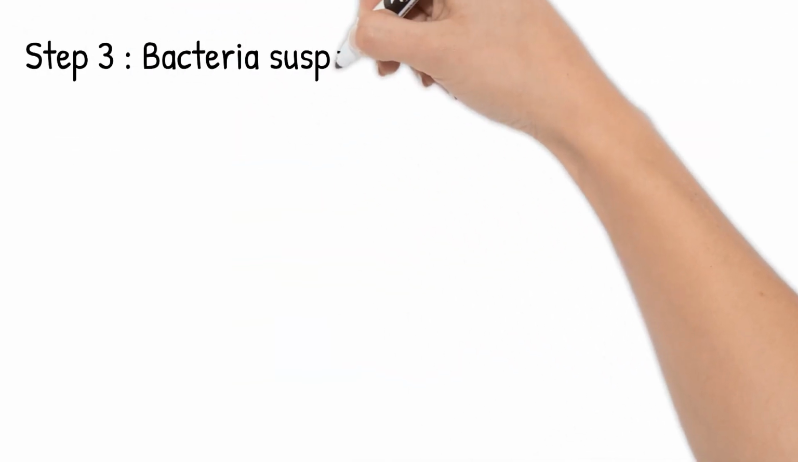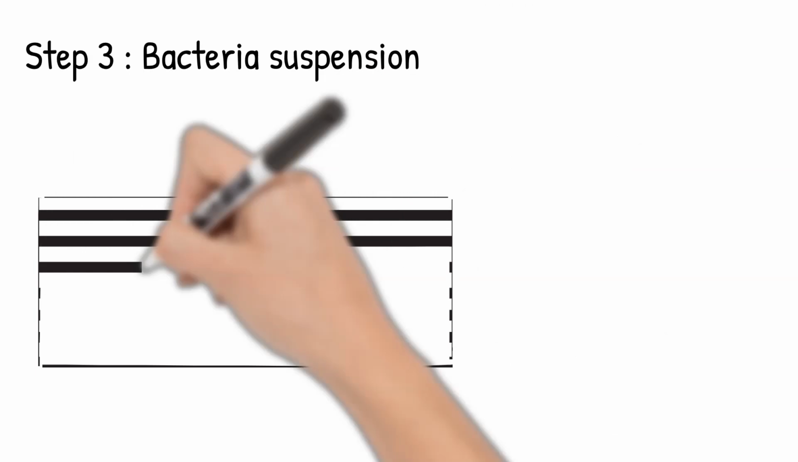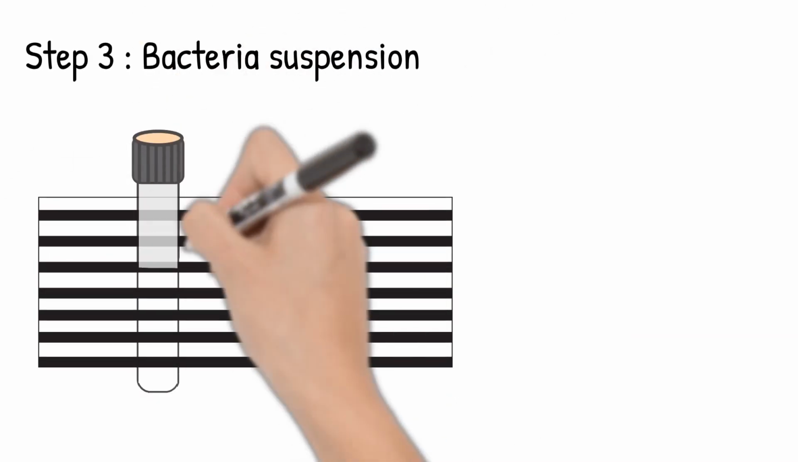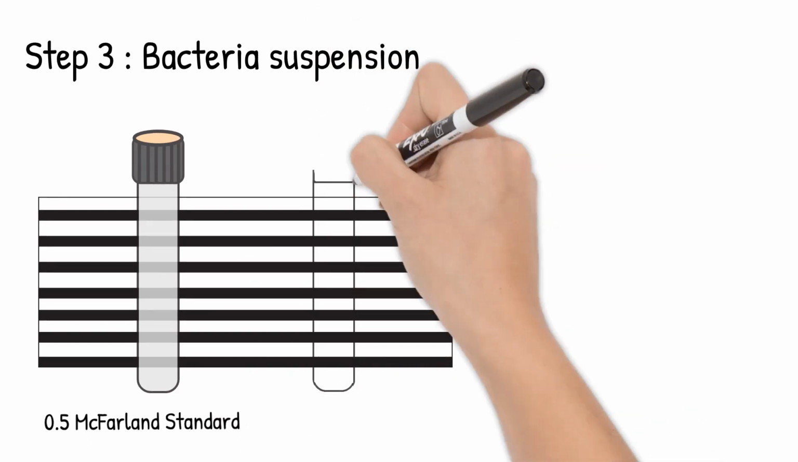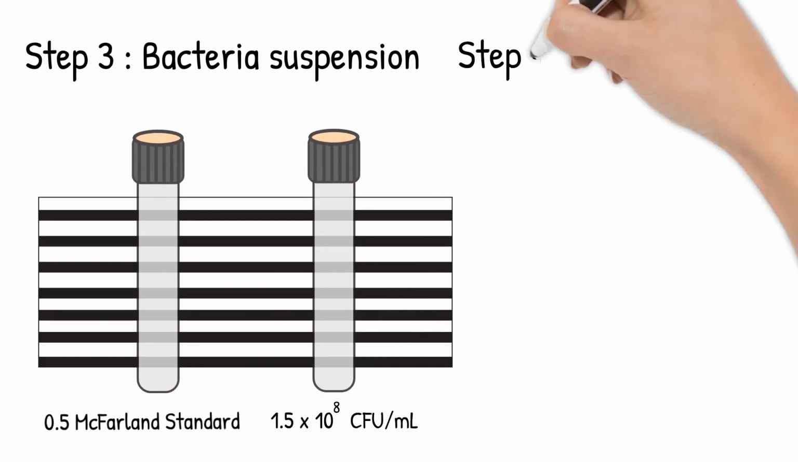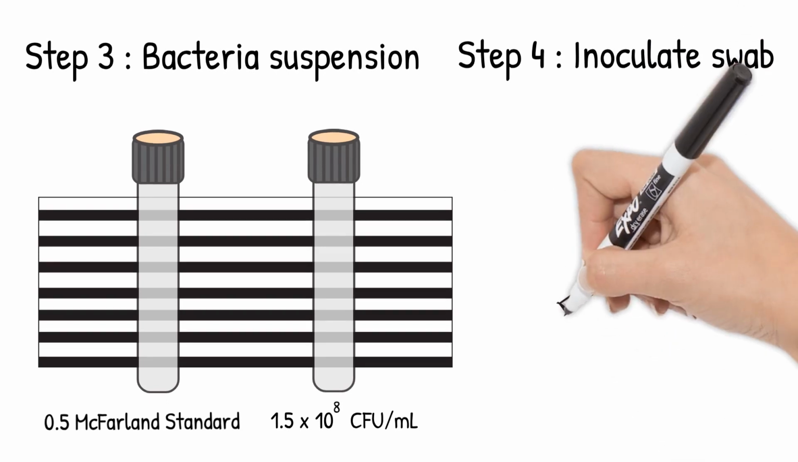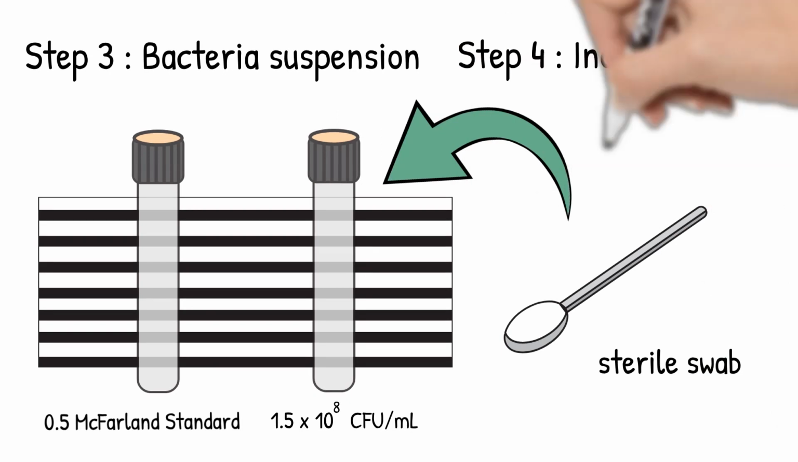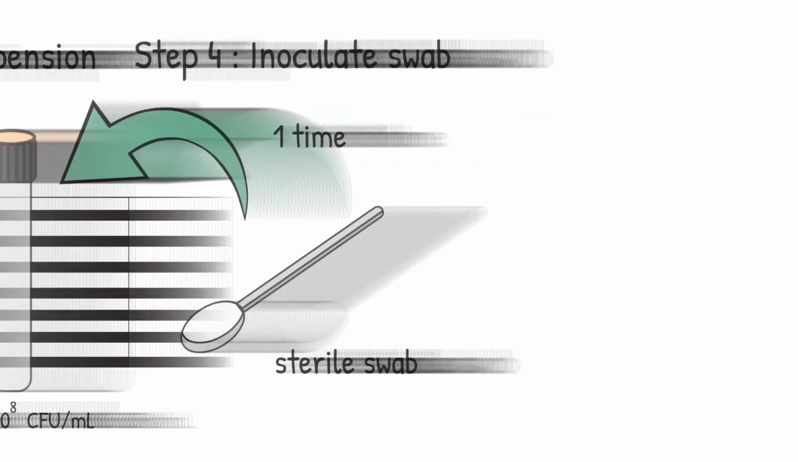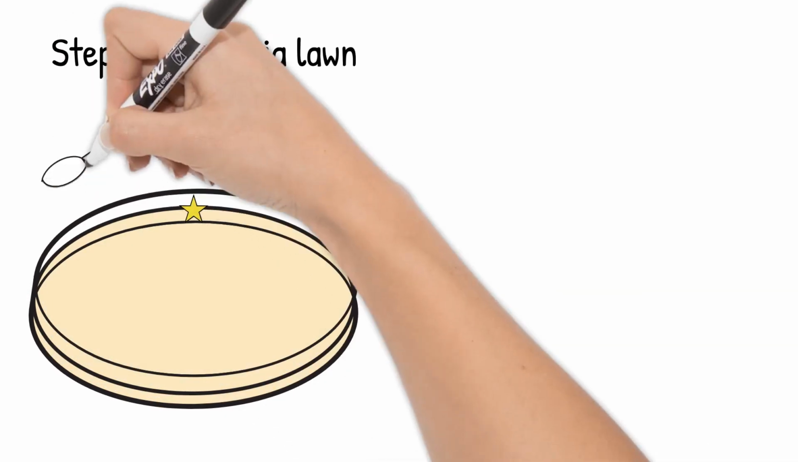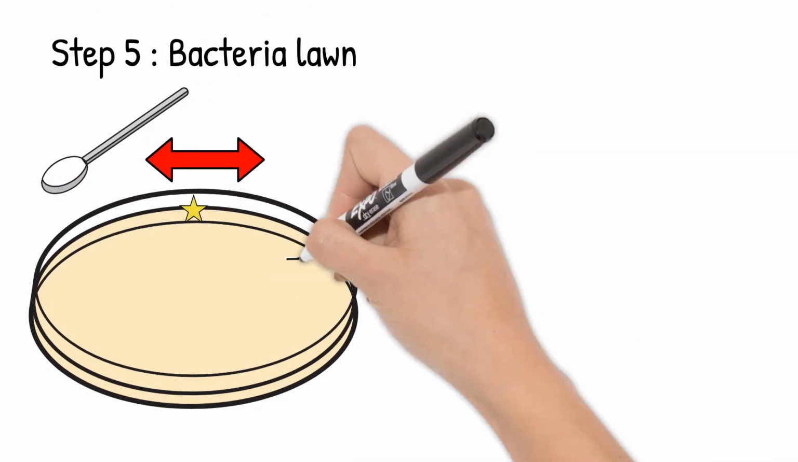Step 3. Compare the bacteria suspension with the 0.5 McFarland standard, making sure that the suspension is the same turbidity as the 0.5 McFarland standard. Step 4. Take a sterile swab and dip it once in the prepared bacteria suspension. Step 5. Make a bacteria lawn by swiping the bacteria from left to right, from top to bottom.